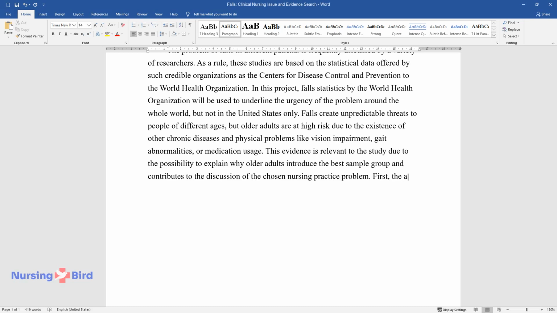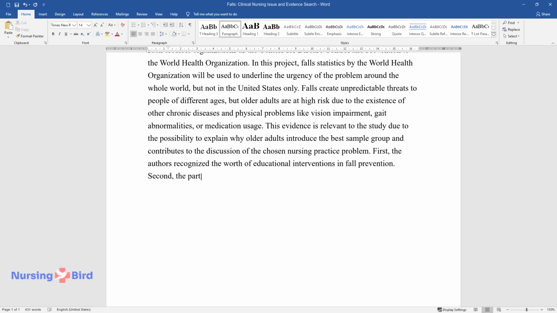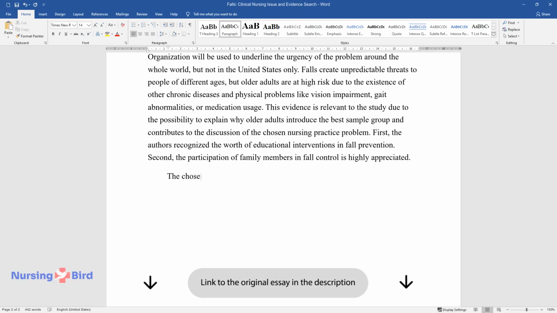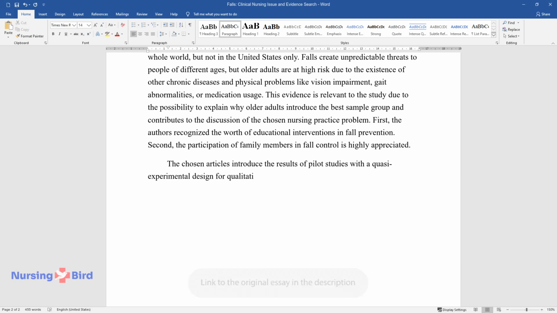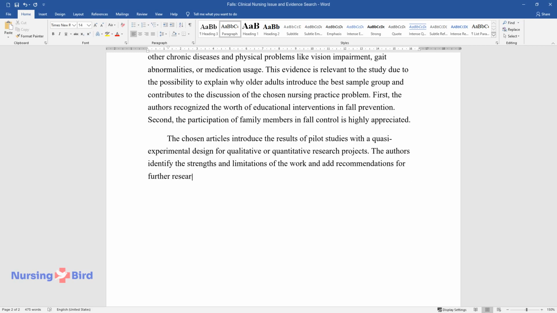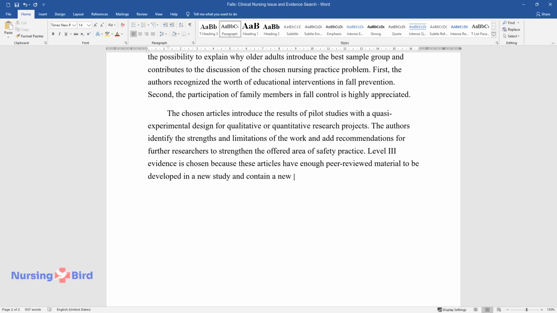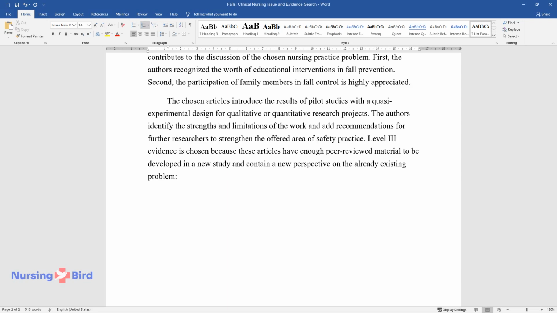First, the authors recognize the worth of educational interventions in fall prevention. Second, the participation of family members in fall control is highly appreciated. The chosen articles present the results of pilot studies with a quasi-experimental design for qualitative or quantitative research projects. The authors identify the strengths and limitations of the work and add recommendations for further researchers to strengthen the offered area of safety practice. Level 3 evidence is chosen because these articles have enough peer-reviewed material to be developed in a new study and contain a new perspective on the already existing problem.